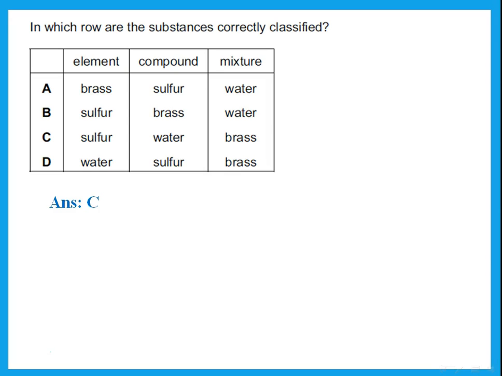Which one of these is an element? So brass is not an element because it's actually a mixture of metals. And water, of course, is not an element because water is made up of hydrogen and oxygen that are chemically combined together. So it's actually a compound. So water is a compound, brass is a mixture. The only one there that is an element is sulfur. So my answer is B or C, right? Now, which of the others is a compound? Water is a compound. So my answer actually should be C.